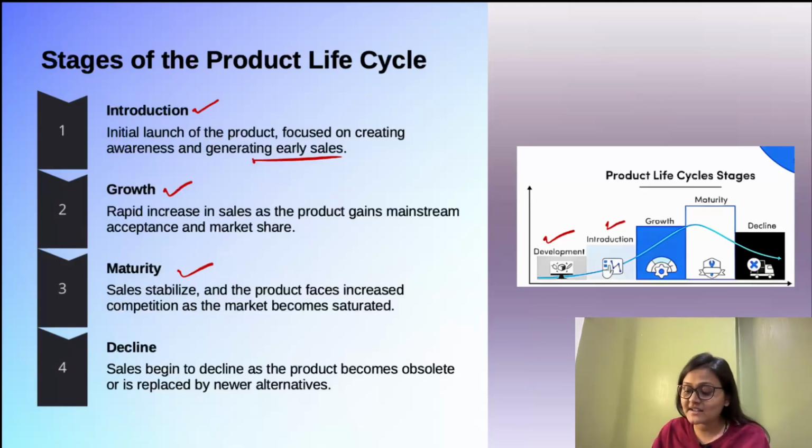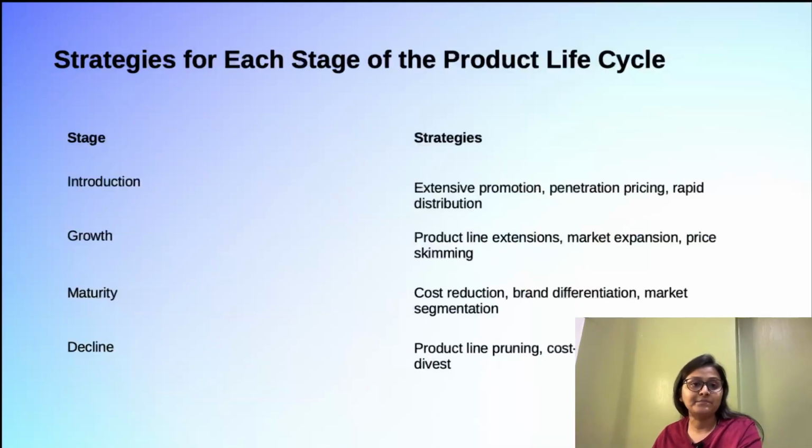Then at last comes the declining phase. At this phase, sales begin to decline, and whether a product is going to stay in that market space or not depends on it. If the product is not being renovated, and new invention or innovation in the product is not possible, then the product is replaced by newer alternatives, right? So these are the stages of PLC.